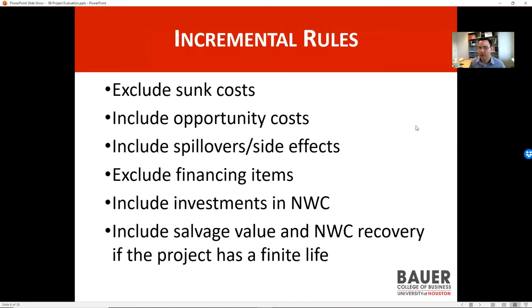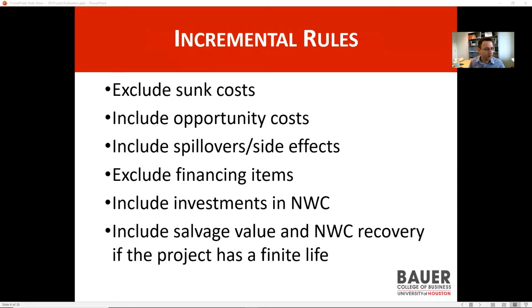We've got a few other rules to think about when we're honing in on the incremental cash flow. These first three bullets are the new ones. These bottom three are run-of-the-mill. This is what we've been doing. So I want to focus on these first three. The first is we're going to exclude sunk costs.